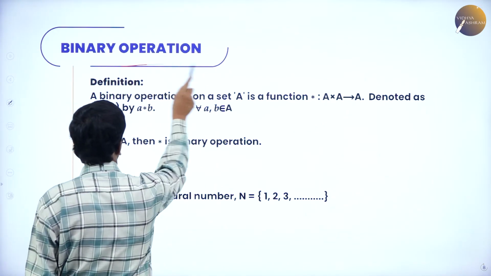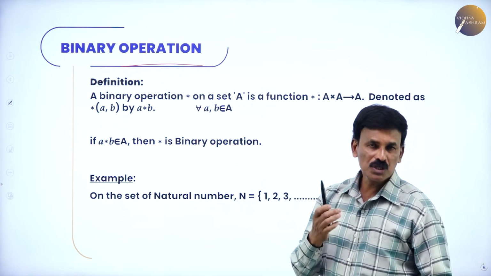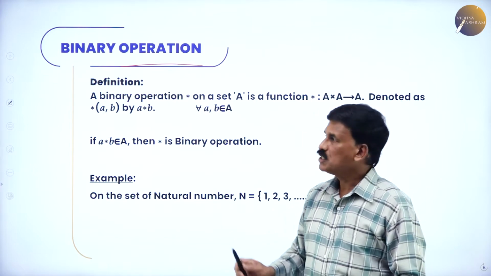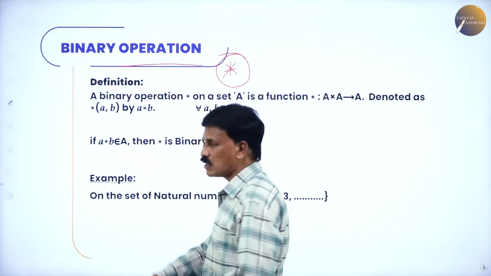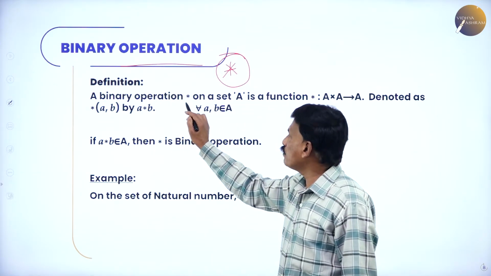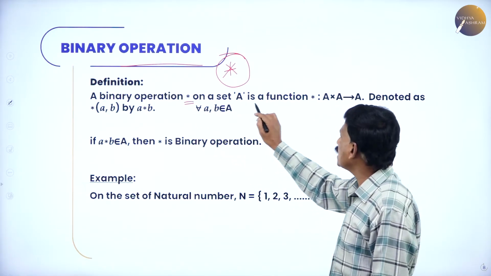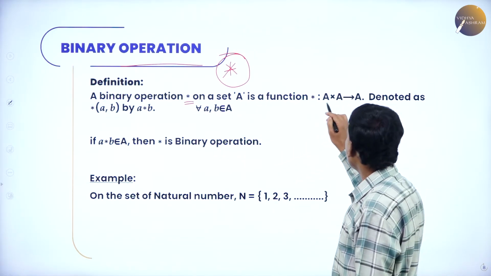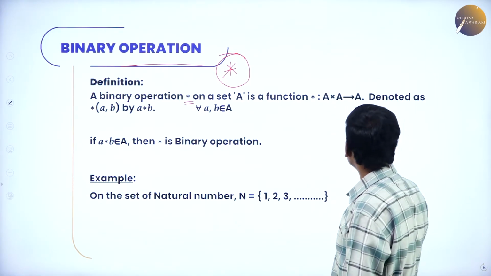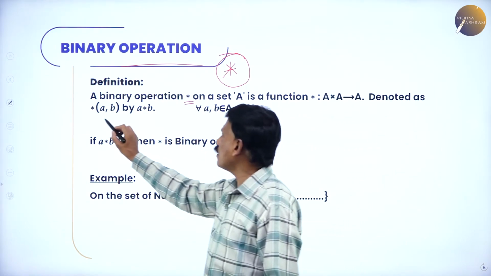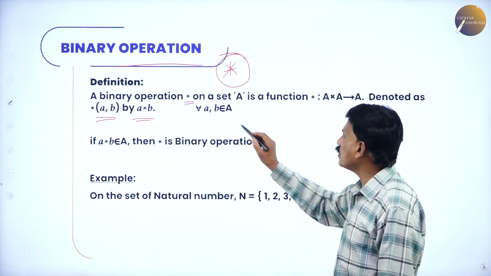Next, come to the binary operation. Let us know what a binary operation is. Binary means 2, operating on any 2 elements of the set. How to define a binary operation, usually denoted as star. A binary operation star on a set A is a function star from A cross A to A, denoted as star of (a, b) by a star b, and it is called a binary operation for all a, b belongs to A.